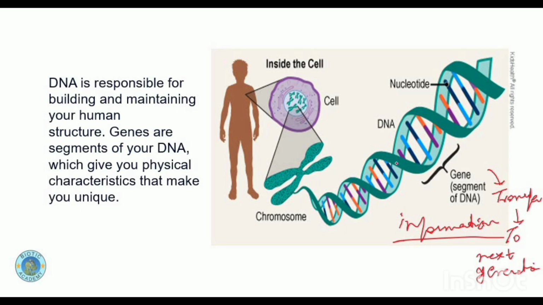So genes are basically segments of the DNA molecule, and DNA molecules are present in the chromosomes. Chromosomes are made up of DNA, and chromosomes are present in the cell, and we have 23 pairs of chromosomes in our cells. So during the process of reproduction, these chromosomes basically divide themselves and turn from diploid to haploid cells, and then they pass on or copy the information from one generation to the next generation.